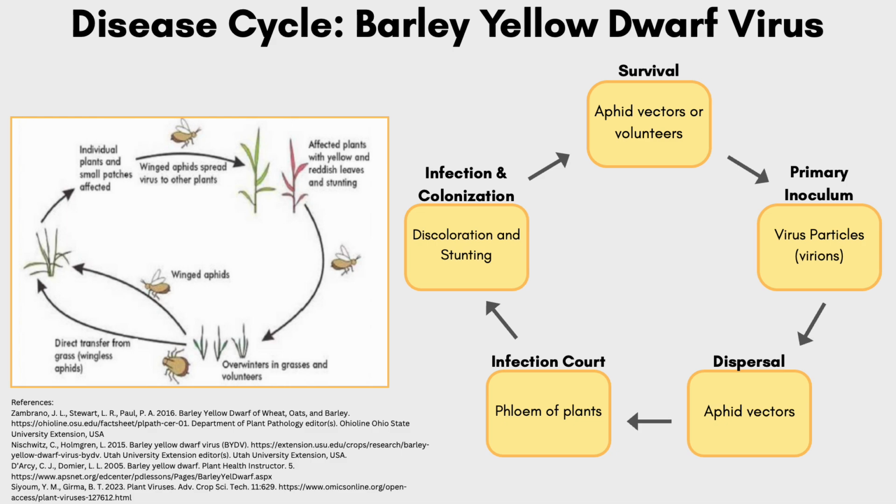The virus replicates inside the plant and makes new virions, which can then be collected again by aphids as they feed on the plant, or remain in the plants to overwinter, completing the cycle. I attached my references below.